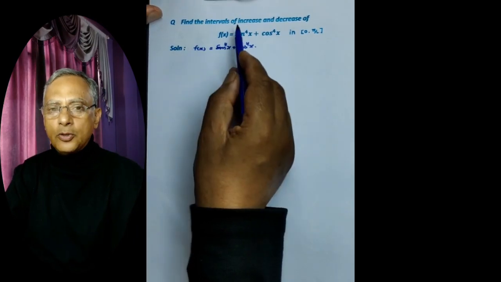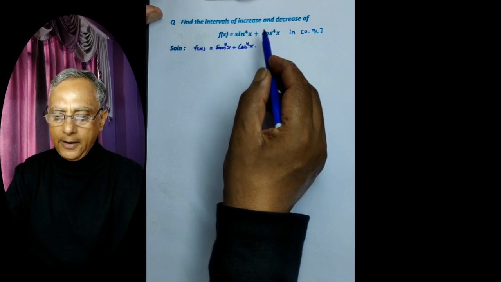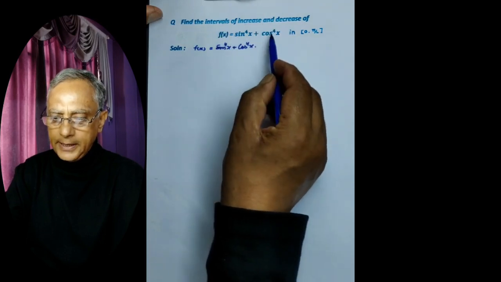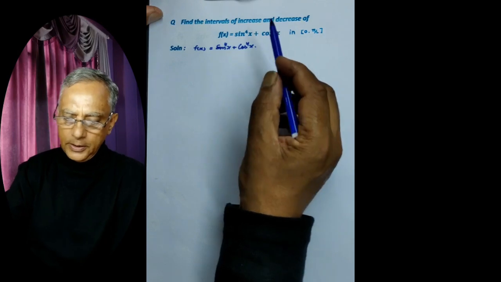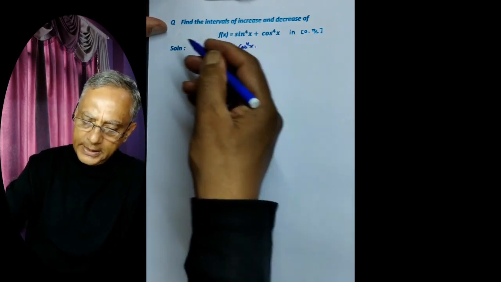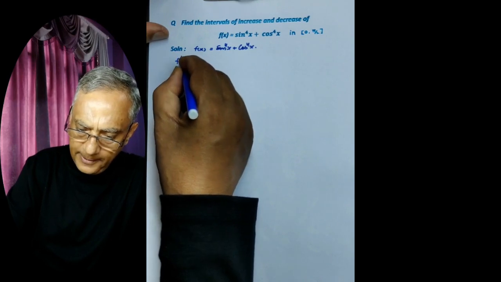Now we take up the next question. Here f(x) is given to be this much, and we have to find the intervals of increase and decrease of this function in 0 to pi by 2. So what we do is we find the derivative of this function.